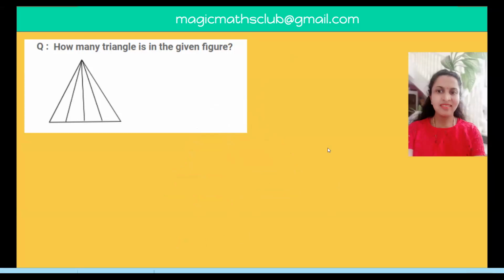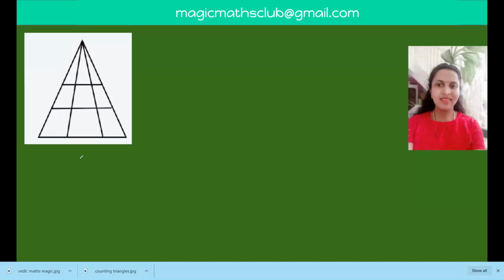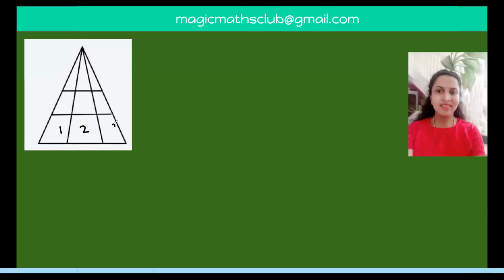Now let's see this. So here, same, we will do 1, 2, 3. So 1 plus 2 plus 3. So how much will it give? 3, 4, 5, 6. And how many divisions? 1, 2, 3. So 6 into 3, that gives you 18, right? So this way you can do it for the triangles.